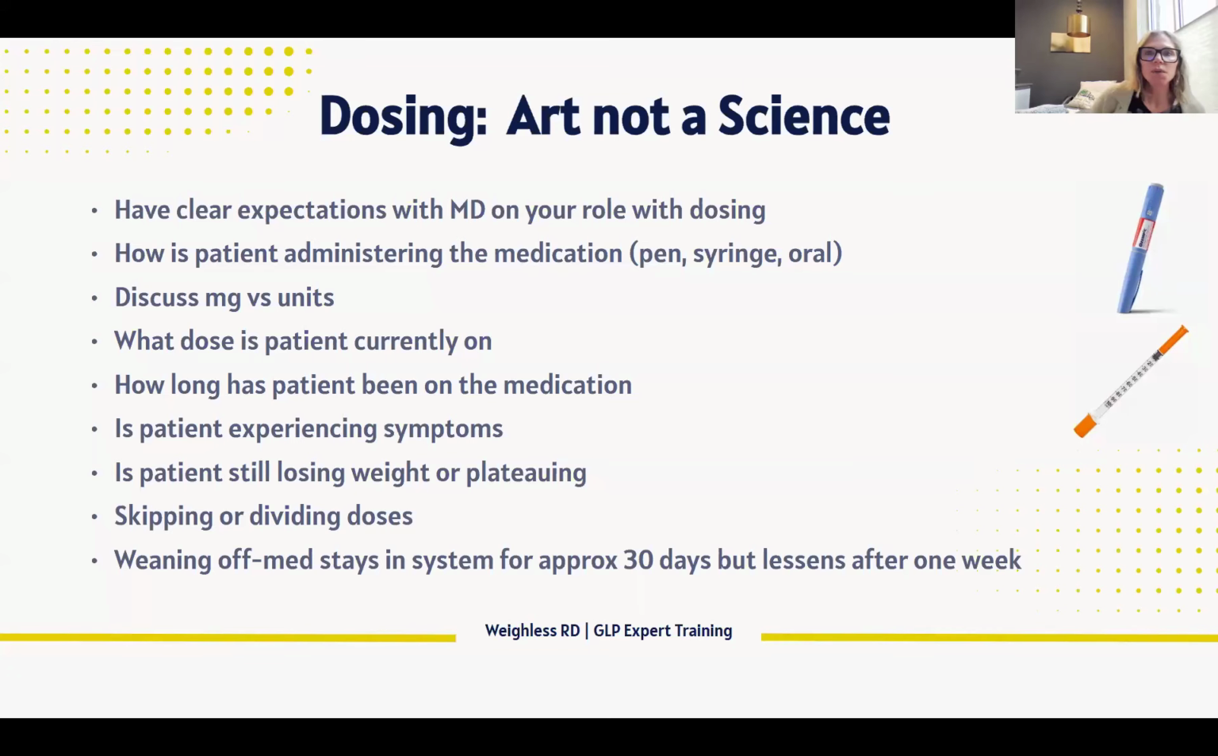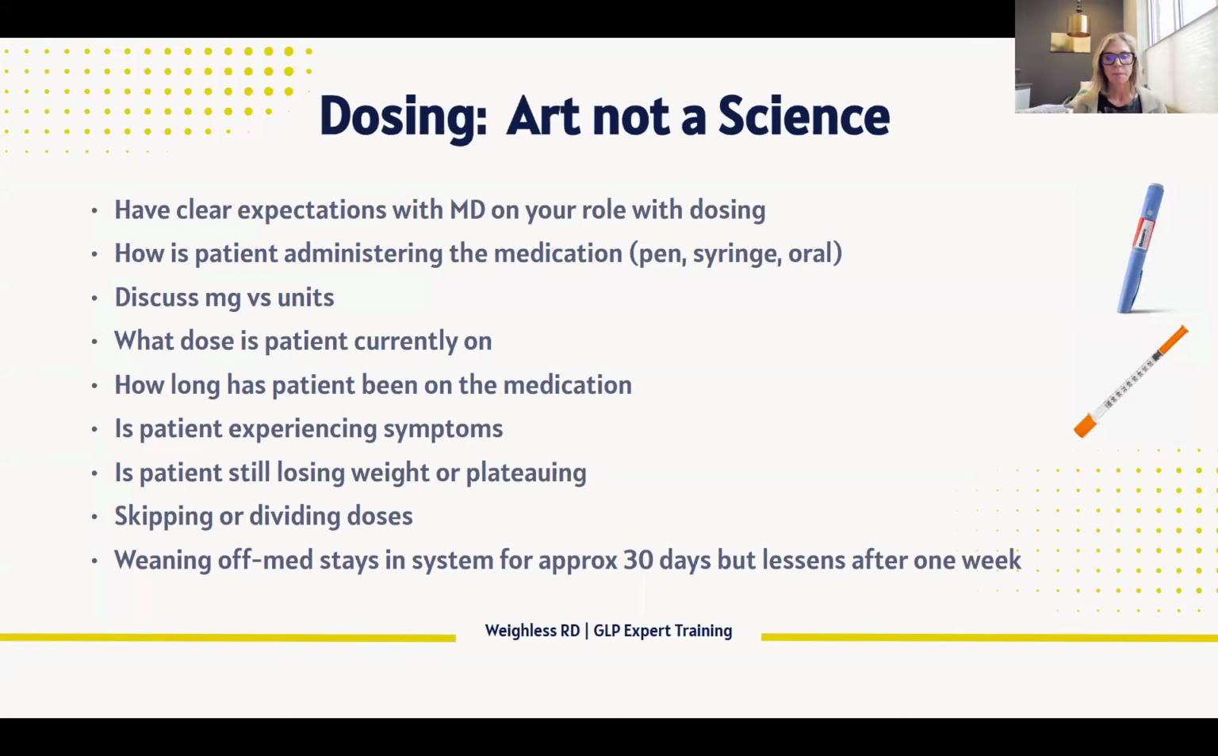Dosing is absolutely an art, and it's not a direct science. Again, just because a patient is on month 2 doesn't mean they need to be on the month 2 dose. So it is all about assessing the situation.